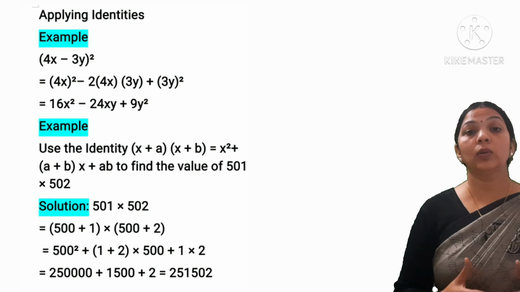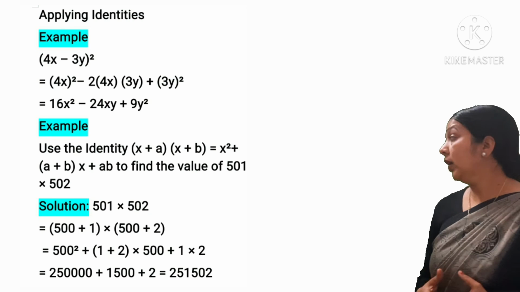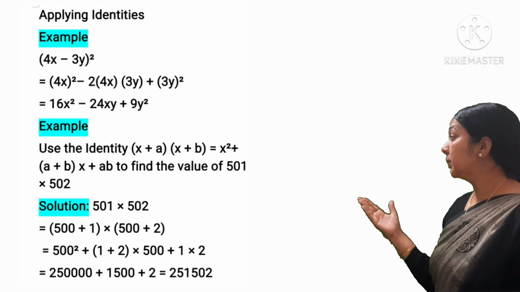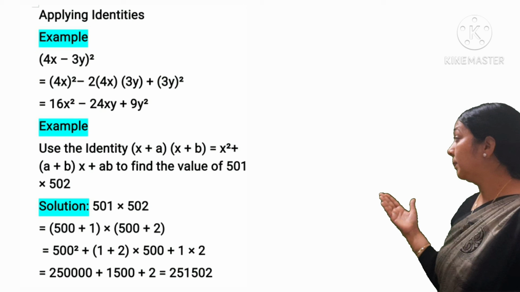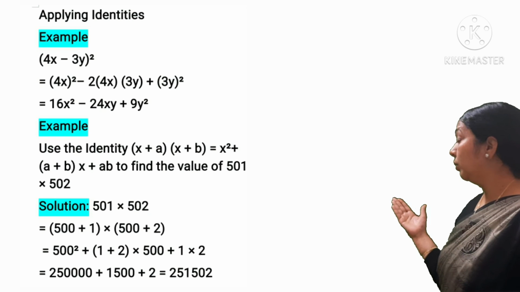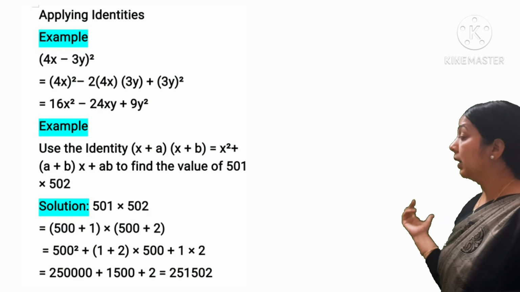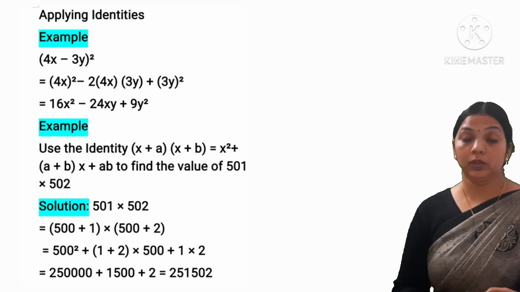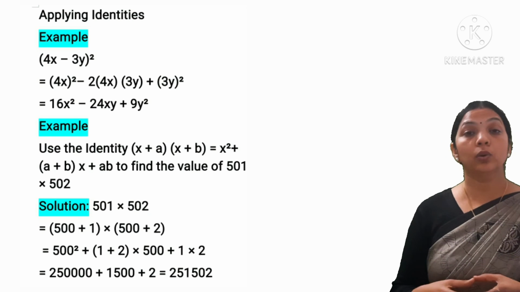Let us consider one more example. So what do we have to do? We have to use the identity x plus a into x plus b, that is equal to x square plus (a plus b) into x plus ab. This identity we have to use. Now, where could this identity be used? These identities can be used in numerical questions also.